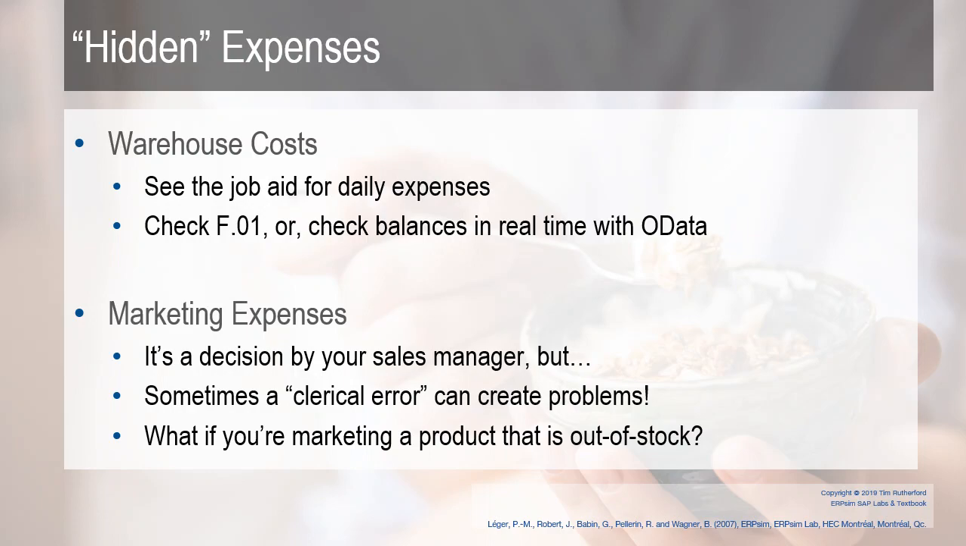So warehousing cost is something that ends up being an issue. If you have exceeded your warehouse capacity, there is a daily cost for any additional inventory that you have. I'll show you that in a little bit in the inventory report where that is, but you'll want to check the financial statements, F.01, or check the balances in real time with OData to see, do you have warehousing expenses? Is it worth having the warehousing expenses? Maybe the extra cost helps out with your strategy. You'll have to quantify that. If it doesn't, you'll want to know if you've exceeded your warehouse so that you can clear the warehouse or plan for it.